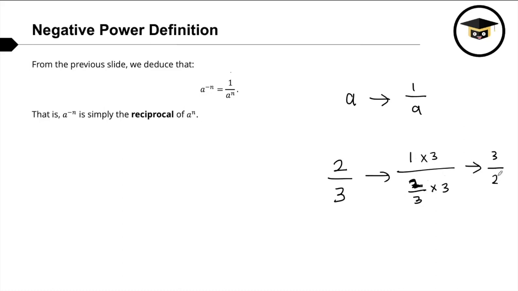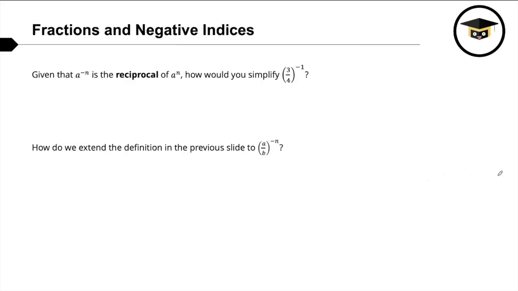So let's move on to some actual fractions and negative indices. So given that we have a to the power of negative n is the reciprocal of a to the power of n, how would you simplify 3 to the power of 4 to the power of negative 1? Well, we can write it as 1 over 3 to the power of 4 to the power of positive 1, right? That is the definition of what a negative indice is. So now we can simplify this.